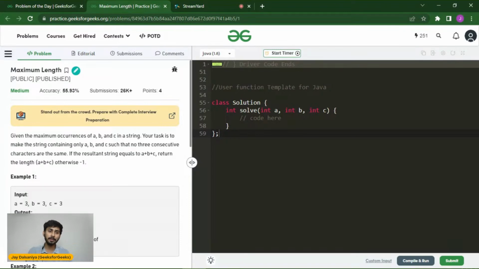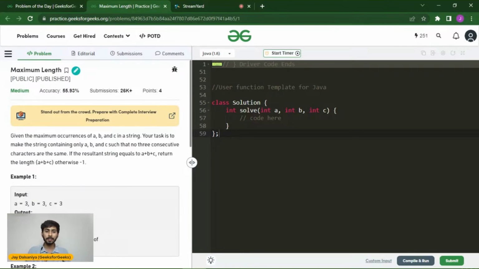The name of the question is Maximum Length, and the difficulty level of this question is medium. You will be given the maximum occurrences of A, B, and C in a string. That means A, B, and C are individual characters in a string, and their frequencies are given. What is your task? Your task is to make a string containing only A, B, and C. You have to check whether you can generate a string that contains only A, B, and C, but there is a condition given over here that no three consecutive characters are the same. So no three consecutive characters should be of the same type.